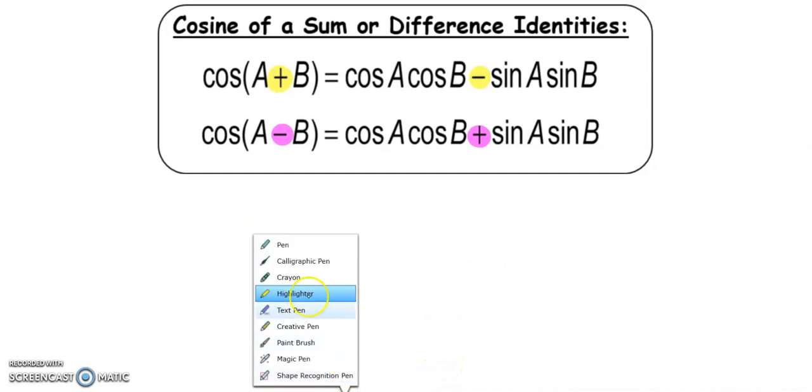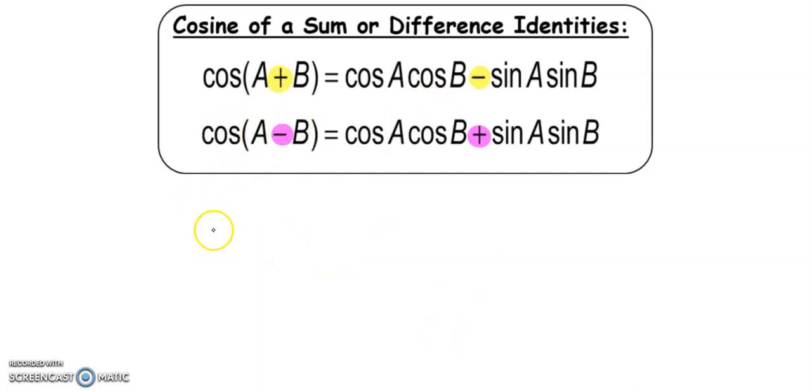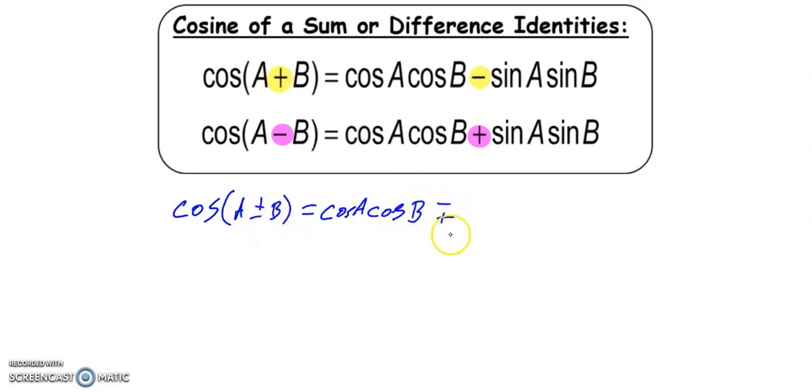Another way of saying this is instead of trying to remember two of these, just remember one. The cosine of a plus or minus b, because you're going to pick whichever one is appropriate, is going to be cosine a times cosine b. The signs change, so we're going to say minus plus. So if I'm using a plus, we're going to use the negative sign. Using a negative, we're going to use the plus sign. And then that's going to give us sine a, sine b. So that's another way of doing it.